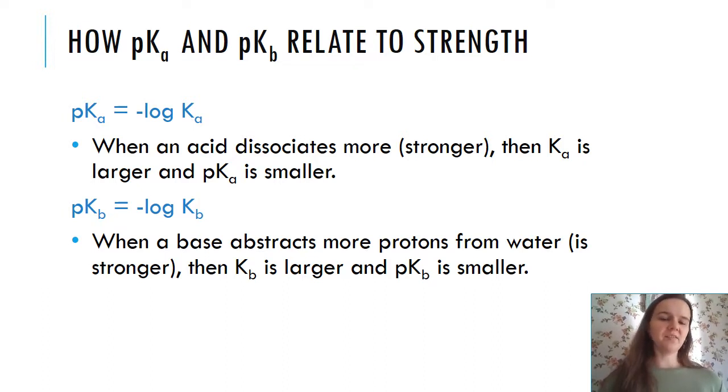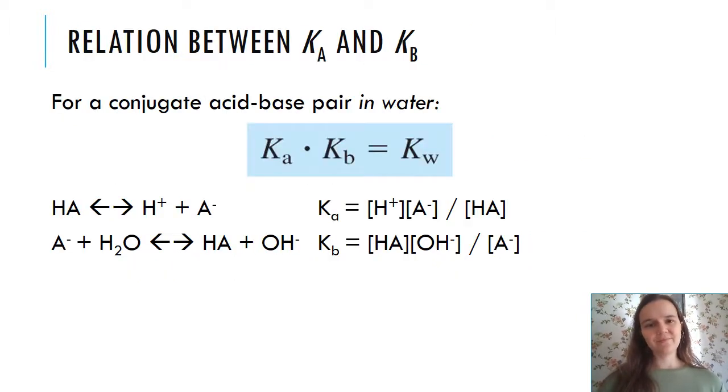Same concept for base. If the base is going to be more likely to abstract that proton off of water, it's a stronger base, producing more OH minuses left behind. Then you have a large Kb and a smaller pKb. The relationship between Ka and Kb is such that if you have things in water, Ka times Kb equals Kw.